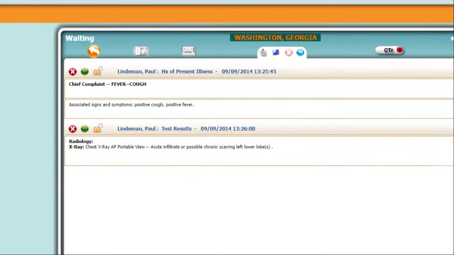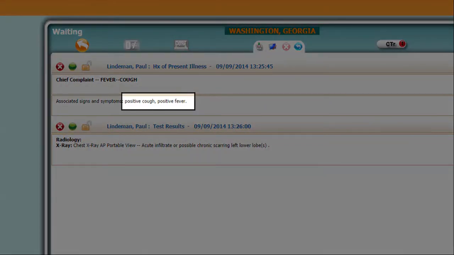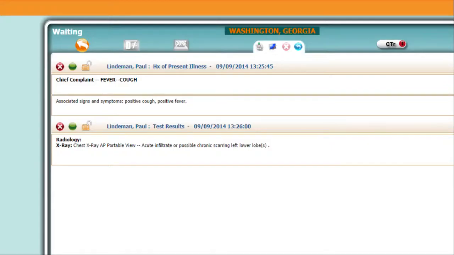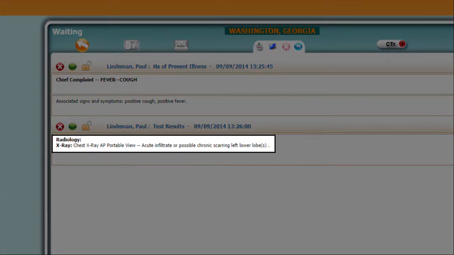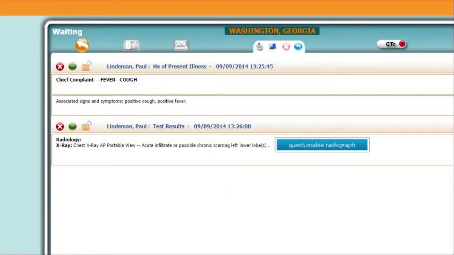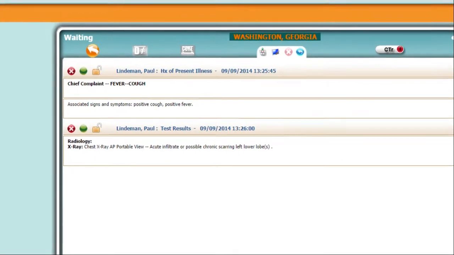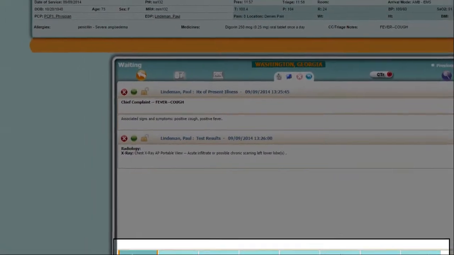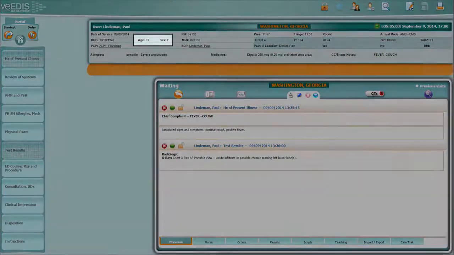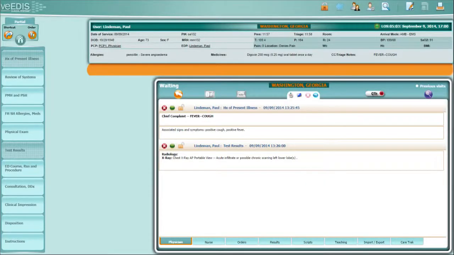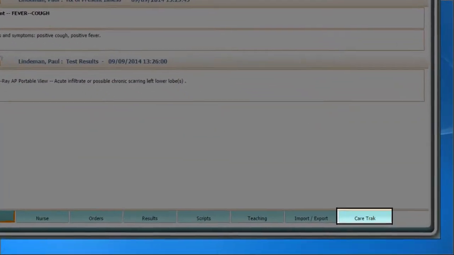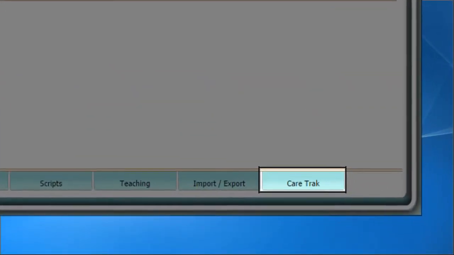In this case, when the physician documented positive fever and positive cough, CareTRAK was listening and recognized that as clinical features of pneumonia. Similarly, when the physician documented the chest X-ray findings, the tool recognized that as a questionable radiograph. Because CareTRAK is constantly reading all of the chart all of the time, it already knows that the patient is a 73-year-old female. Although this example shows physician documentation and CareTRAK running together inside the VITAS application, CareTRAK can be integrated into any EMR a facility may be using.